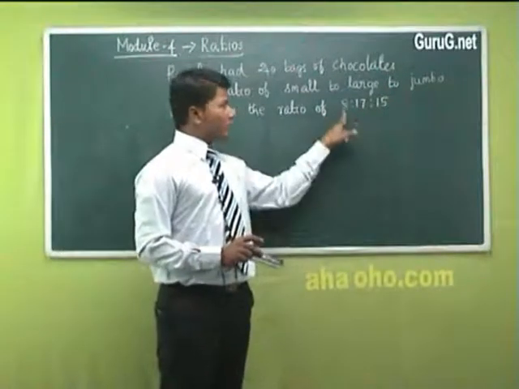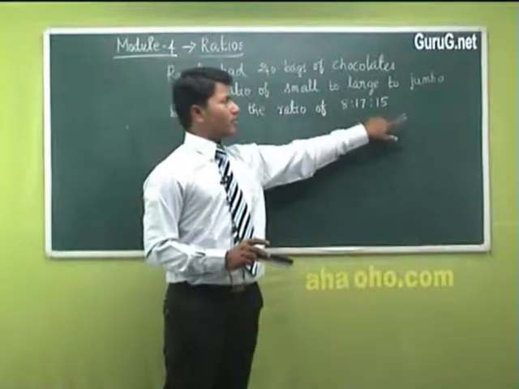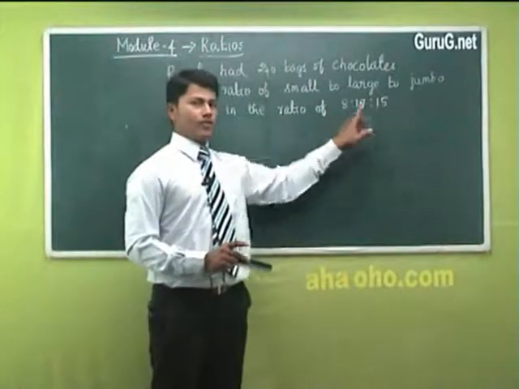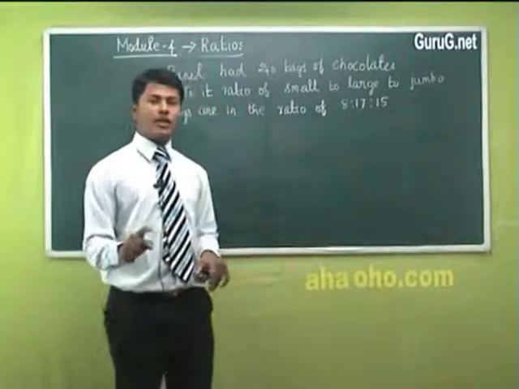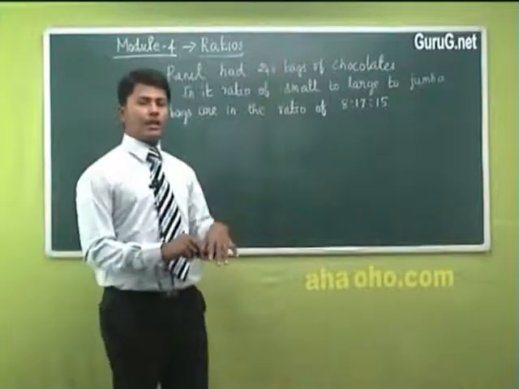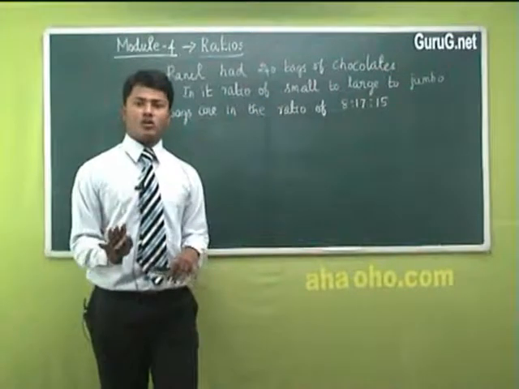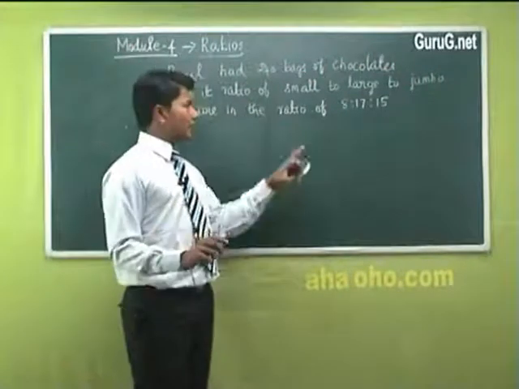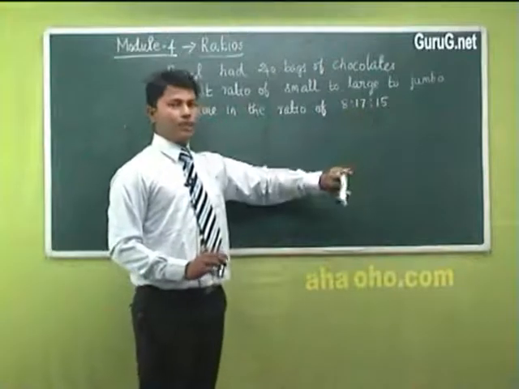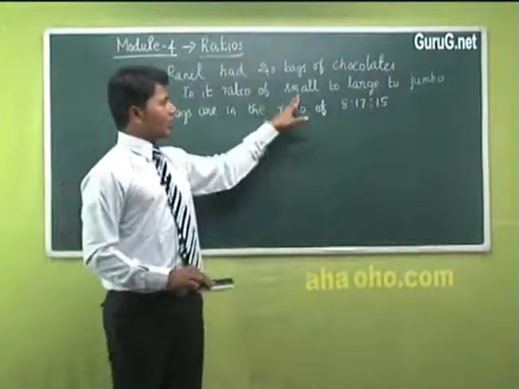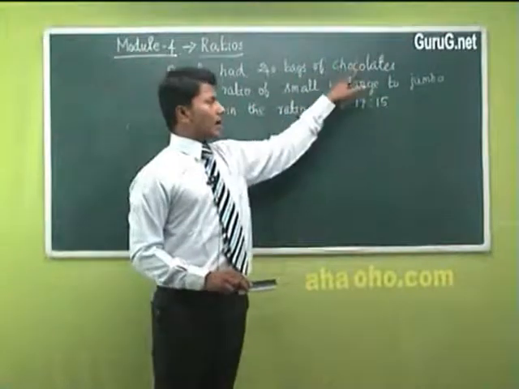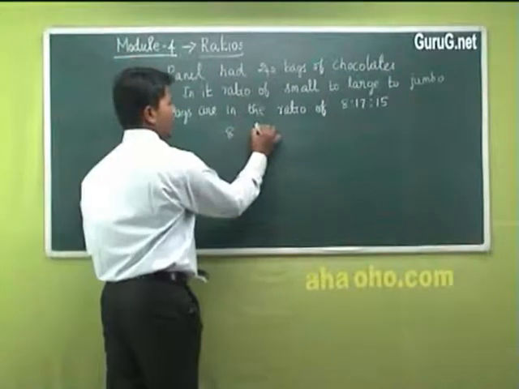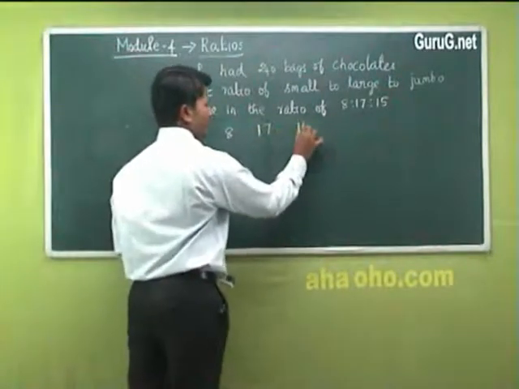The ratio of small to large to jumbo bags of chocolates that Ranil had is 8 is to 17 is to 15. What is the total number of bags given? 240 bags of chocolates. The ratio is 8:17:15. We are asked to find the number of small packets, large bags, and jumbo bags. So as I said, write down the ratio 8, 17, 15.